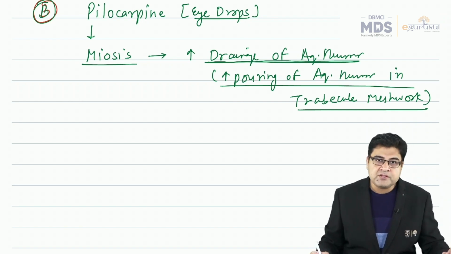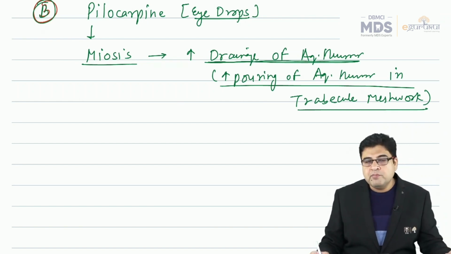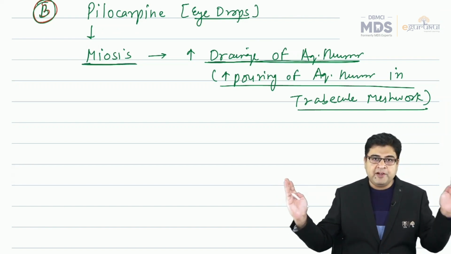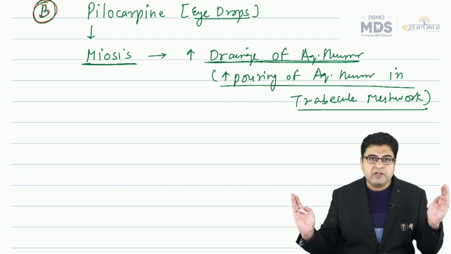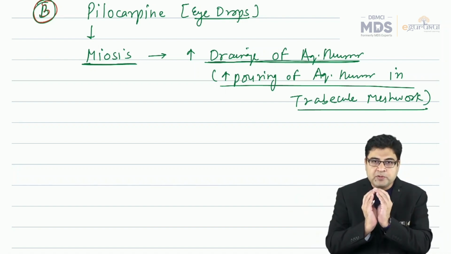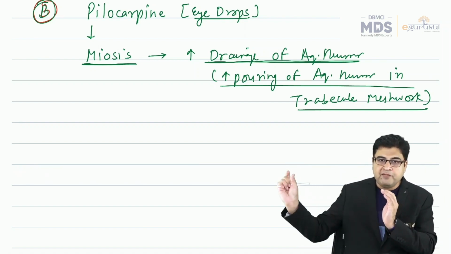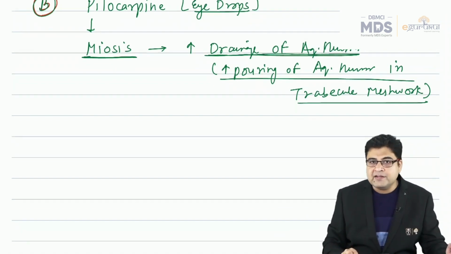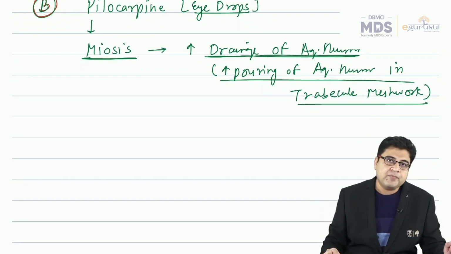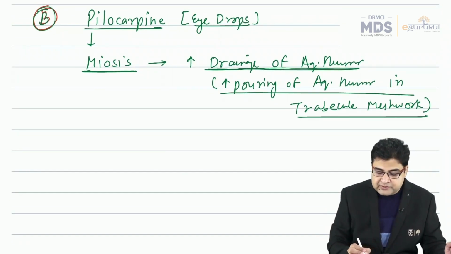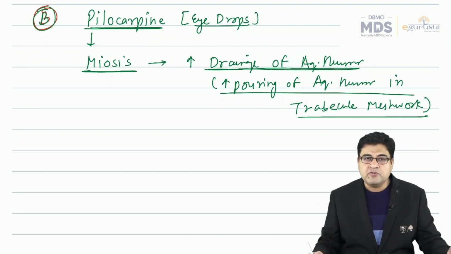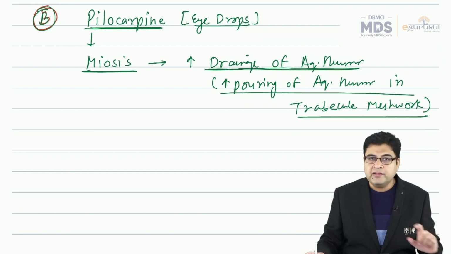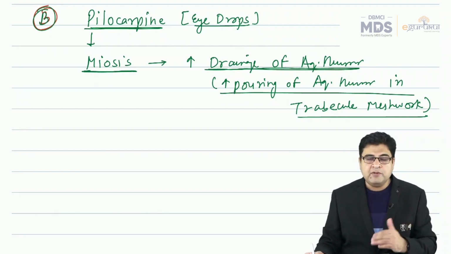Because of the miosis, the pupil becomes small. When the pupil becomes small, it comes from the periphery towards the medial side, and the pupil size becomes very small. But the peripheral angle, the angle between the iris and the cornea, will become wide. These details will be discussed in your ophthalmology class. When you attend that class, you will learn the basic anatomy of the eye, and there you will come to know how pilocarpine causes miosis.